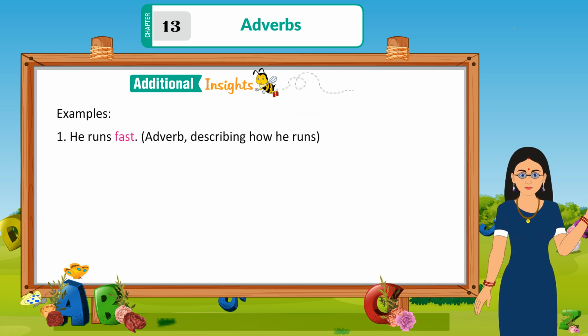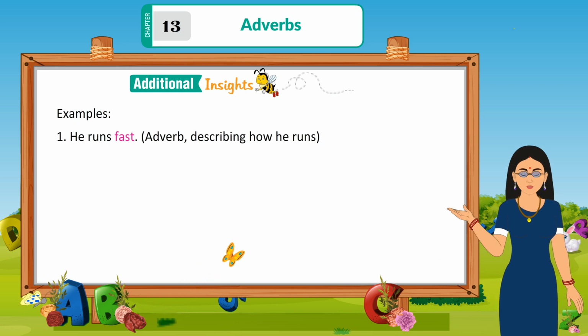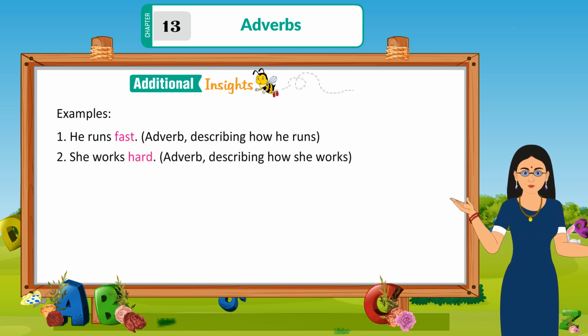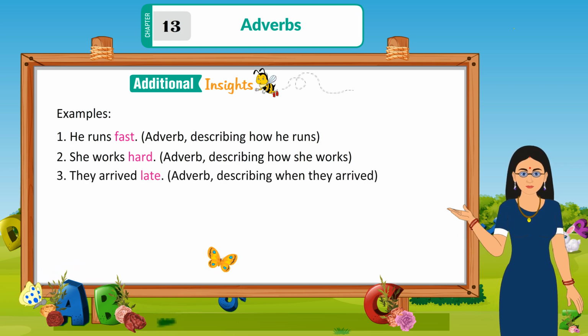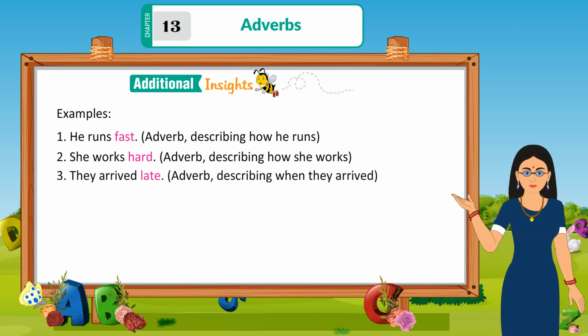Example: He runs fast. Adverb describing how he runs. She works hard. Adverb describing how she works. They arrived late. Adverb describing when they arrived.